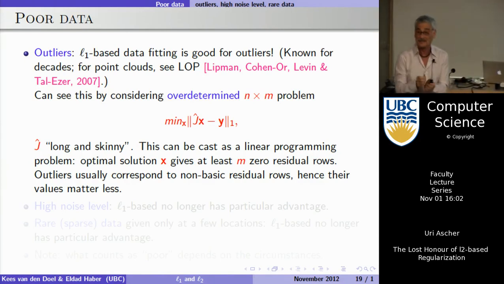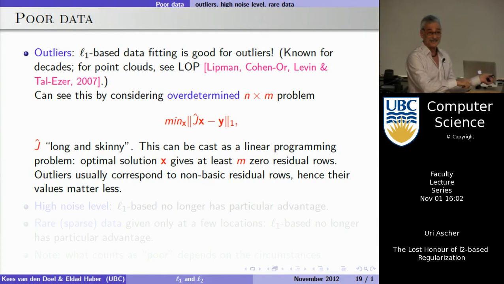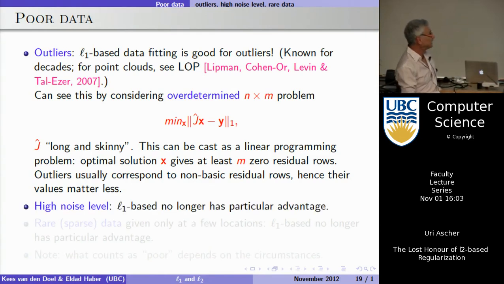However, that doesn't mean that L1 is good for all noisy data. It's good for outliers. If you just have a high noise level, then L1 doesn't have any particular property. People sometimes mistake this because it's good for outliers. They think it's good for bad data. That's not true. It's good for outliers.